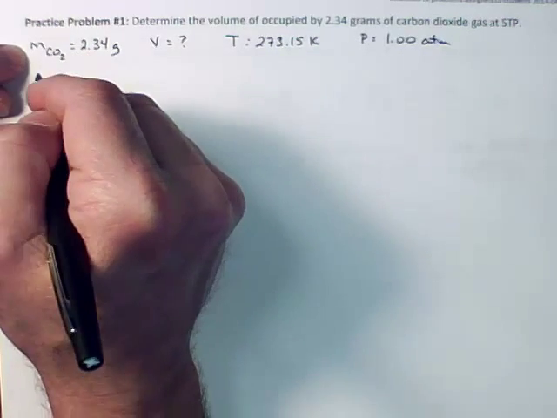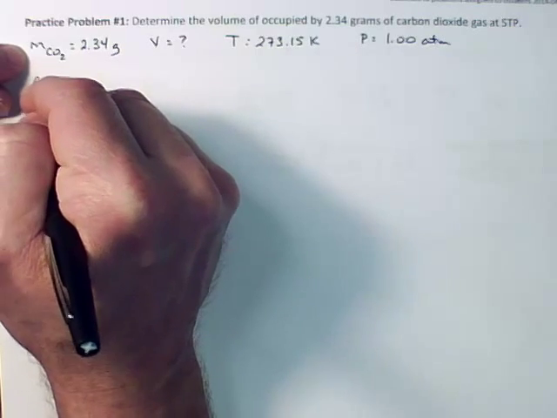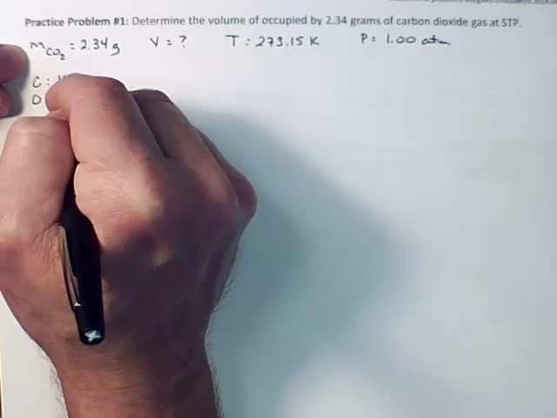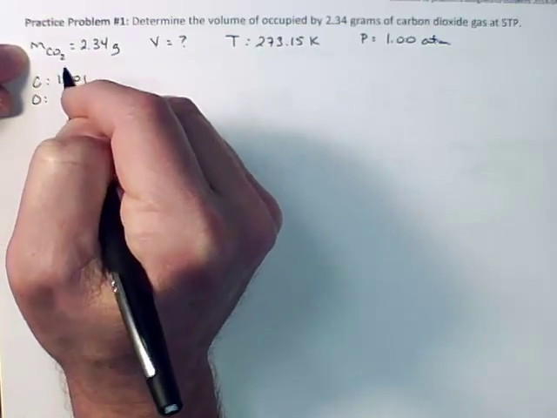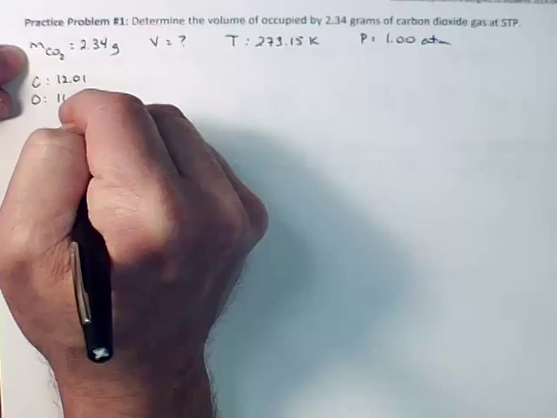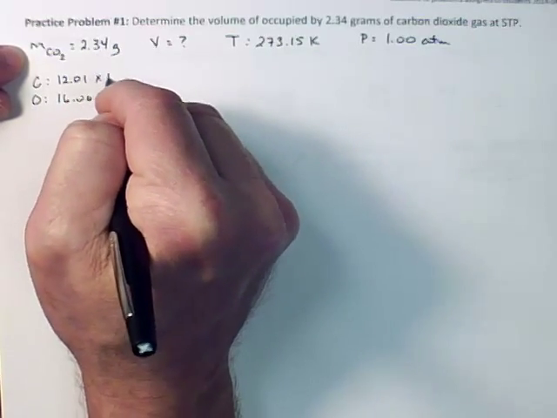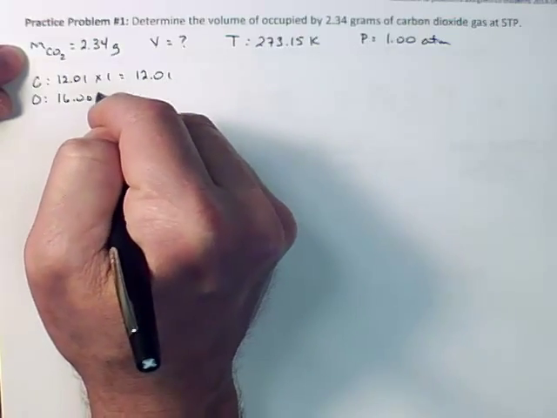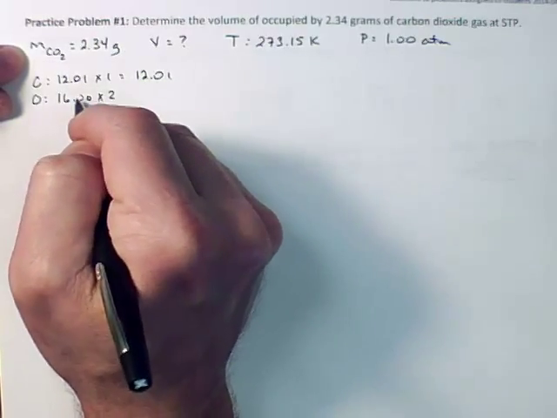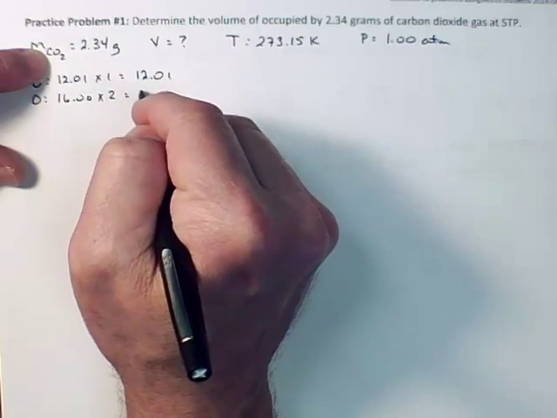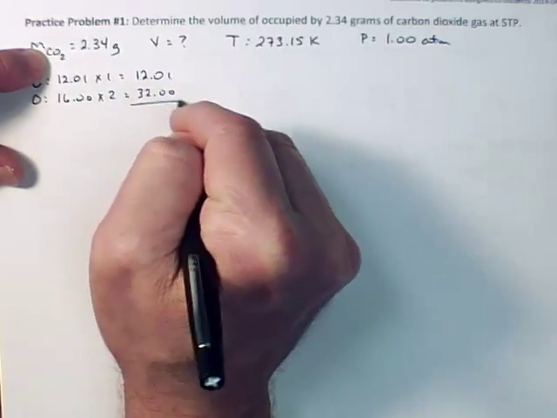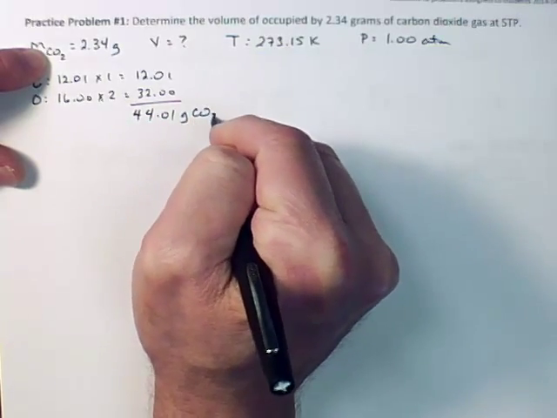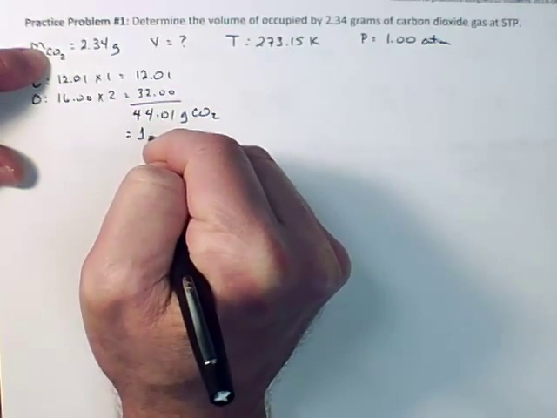So the molar mass of CO2 is calculated in this fashion. Carbon's atomic mass is 12.01. You can look that up on your periodic table, and oxygen is 16. We have 1 carbon in CO2, so that's 12.01. We have 2 oxygens in carbon dioxide. That's 32. So that's 44.01 grams of CO2 in 1 mole of CO2.